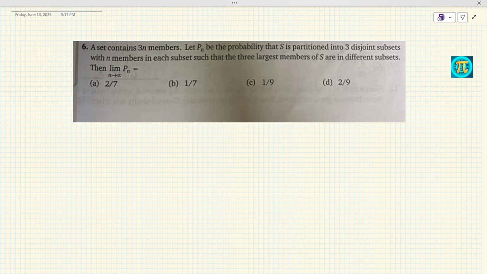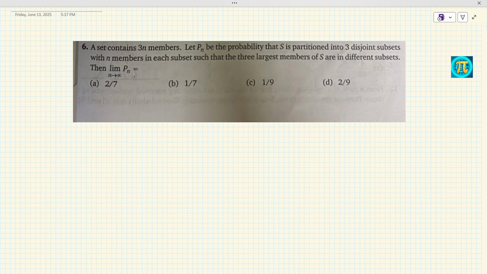And here we have gotten a probability problem which tells us a set contains 3n members. Let Pn be the probability that S is partitioned into 3 disjoint subsets with n members in each subset such that the 3 largest members of S are in different subsets. Then the limit of n tends to infinity of Pn will be.